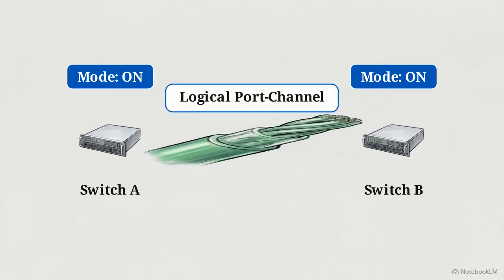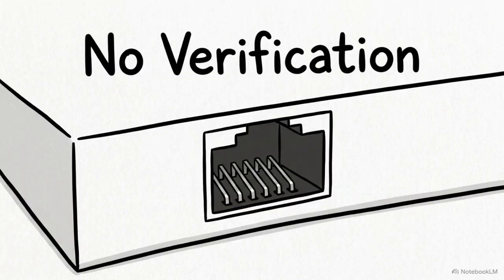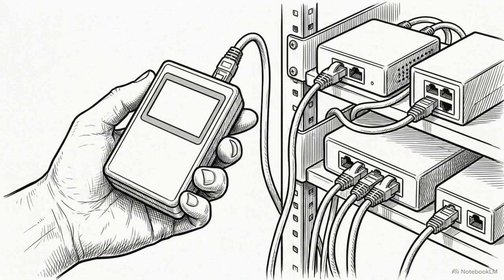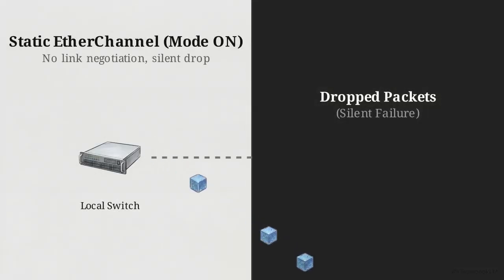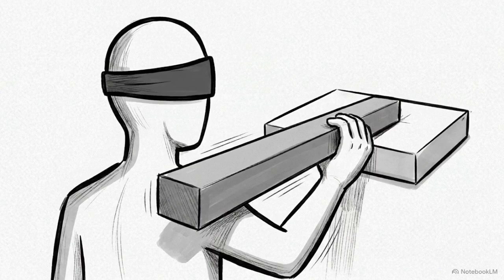the bundle forms. Because there are no safety checks or continuous hello messages crossing the wire, a static port has no mechanism to verify if the device on the other end is actually configured correctly. If someone unplugs a cable and moves it to the wrong port, the switch stays blind to the error. It keeps sending data down a dead end, resulting in dropped packets and silent network failures that are incredibly tedious to troubleshoot.